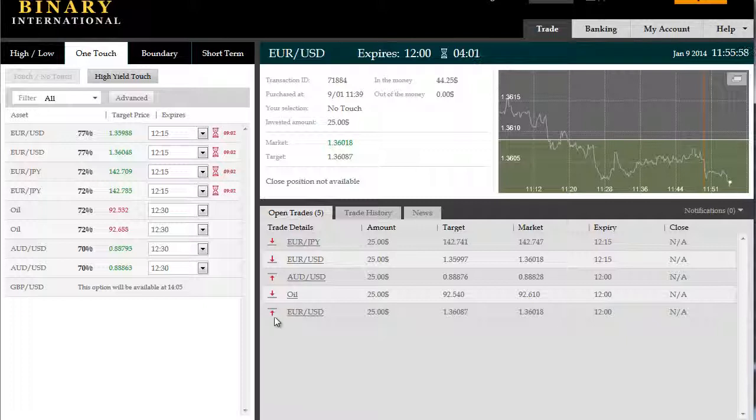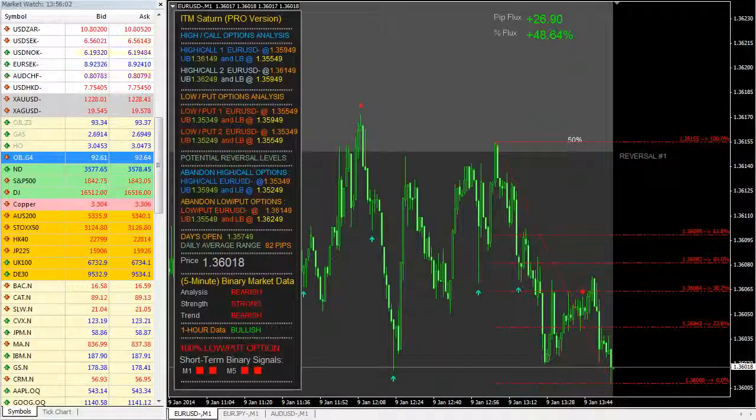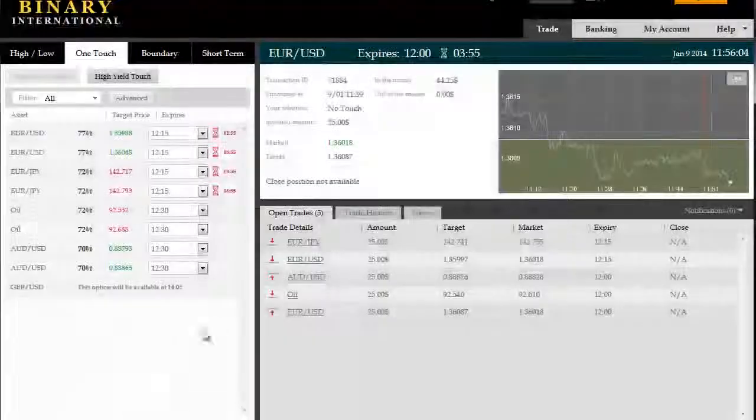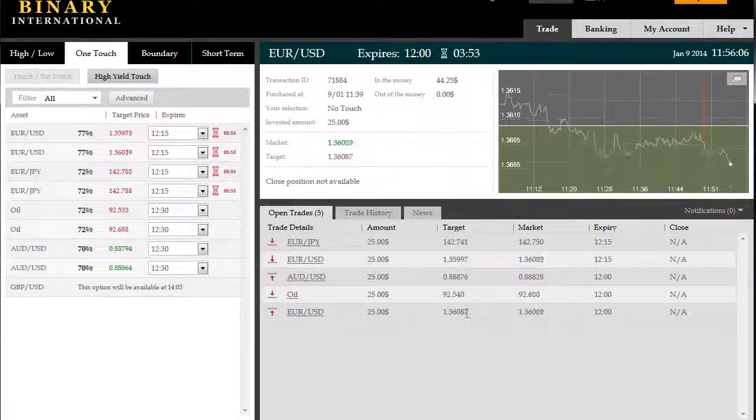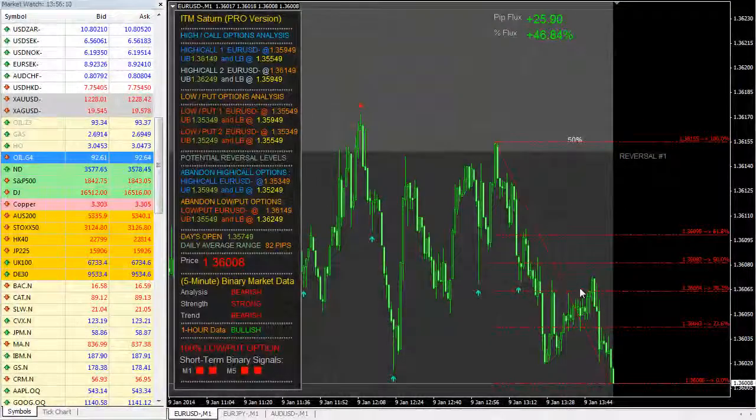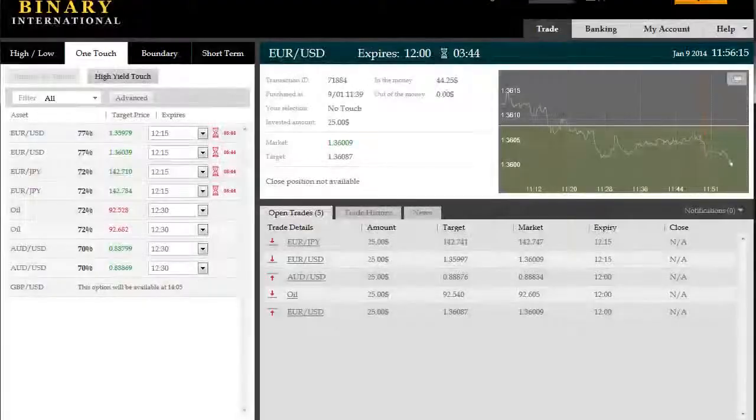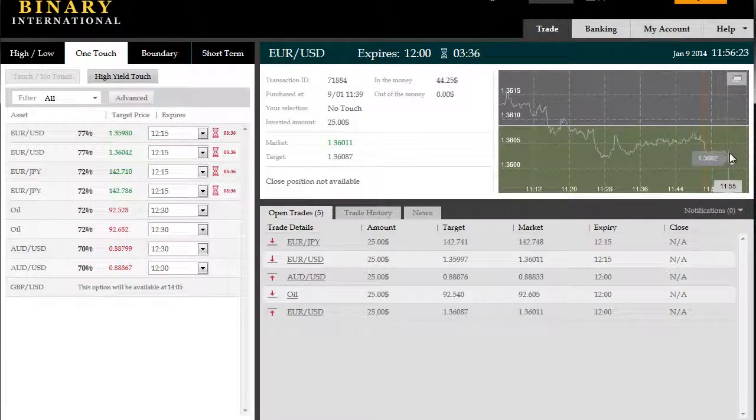Euro USD was a no-touch option, which basically means that ITM Saturn gave us a signal that we will not be touching the higher price of 1.3608. This is because ITM Saturn had predicted that the euro will be falling on the short-term time frame. Hence, we executed a no-touch option, which means that the price, since it's falling, will not be touching the higher target of 1.3608. That, as you can see, is still in the money and has another 3 minutes and 35 seconds to expire.